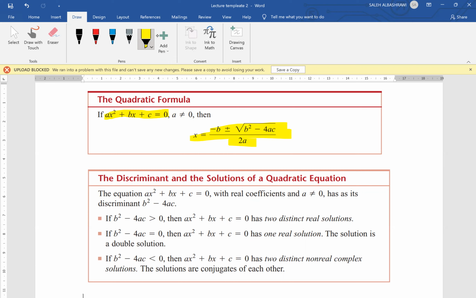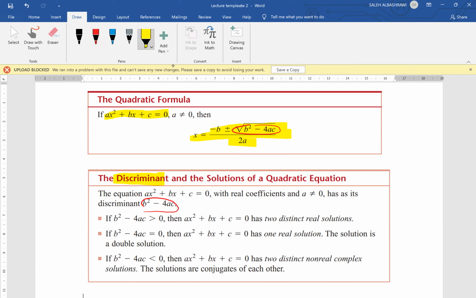And last time we mentioned something about the discriminant, and we said that the number and the type of the solutions is determined by the discriminant. Discriminant, it is this part, b squared minus 4ac, what is inside the square root. b squared minus 4ac has three cases.